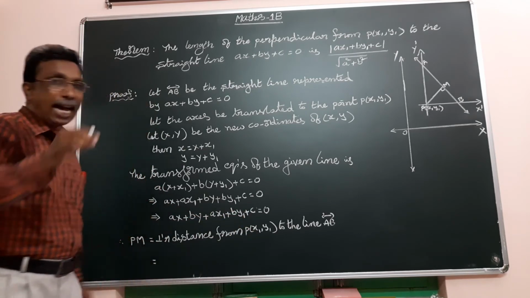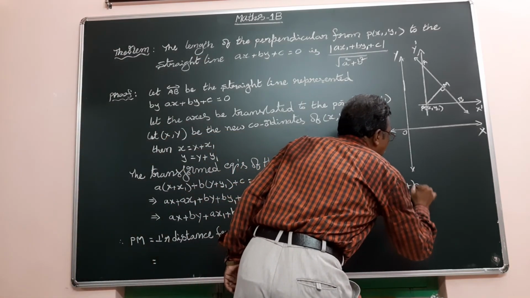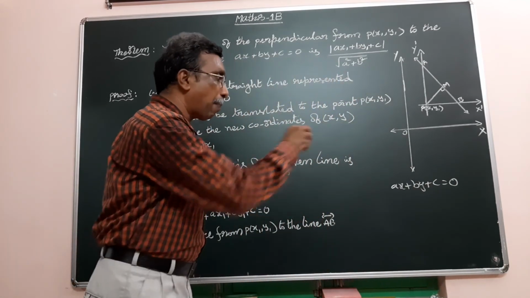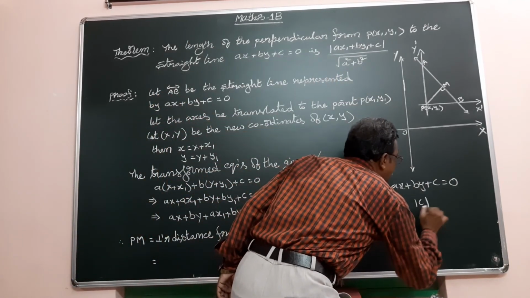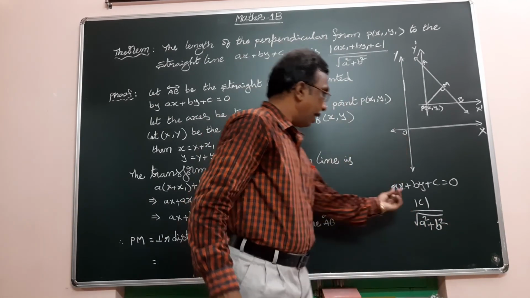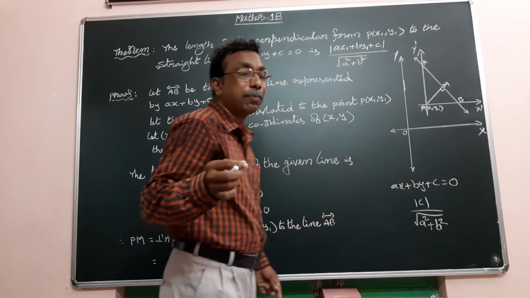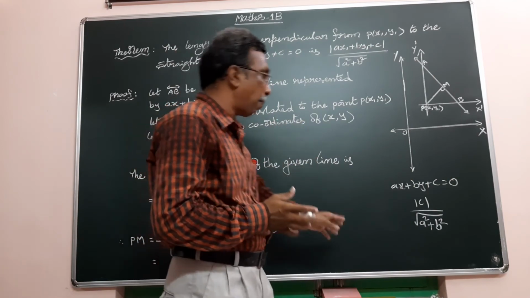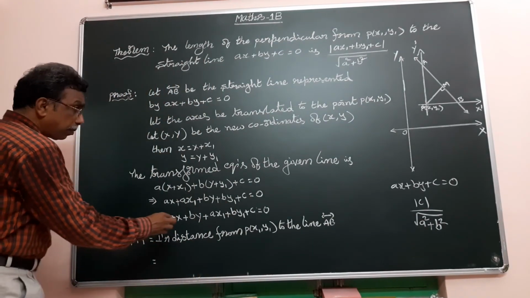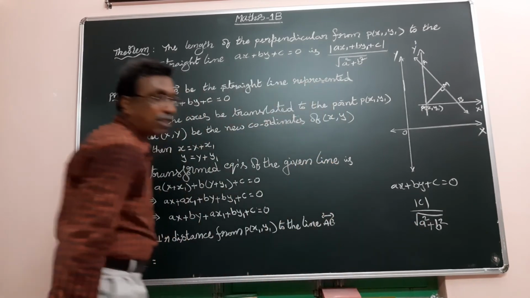Okay. Any line ax plus by plus c equal to 0 that passes through the origin, that perpendicular distance is mod c by root of a square plus b square. Now we find the perpendicular distance. So this one is by using this formula, mod c by root of a square plus b square.